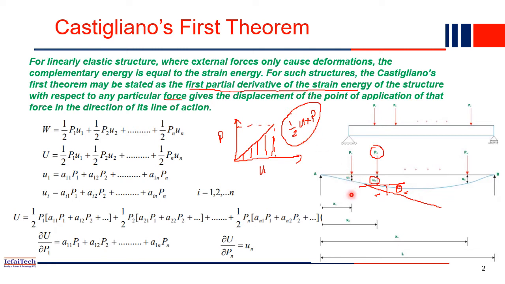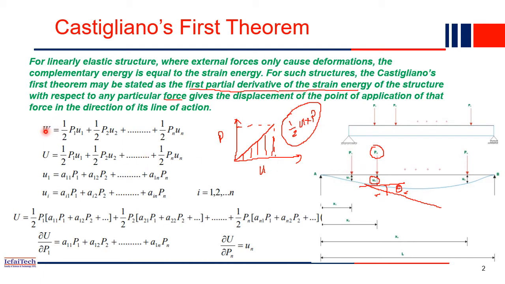In other words, the deflection that happened is U, and the load at the beginning was zero, but gradually we applied the load up to P1. So what is the average load? The average load will be 0 plus P1 by 2, simply P1 by 2. So the force is P1 by 2 and the deflection that happened is U1. In that way we can also calculate the total external energy. So the external energy because of P1 is half into P1 into U1.